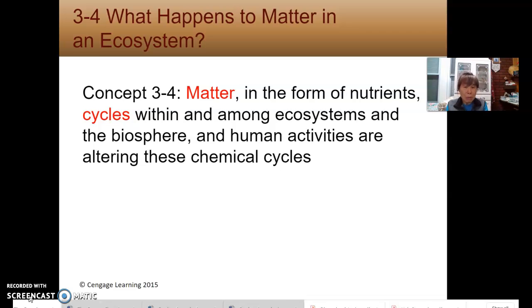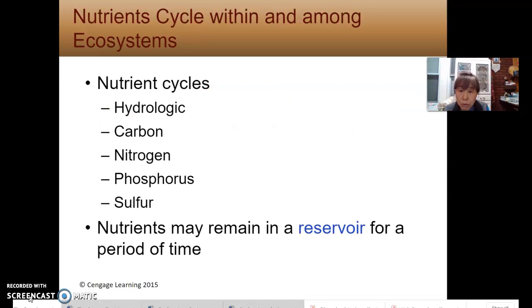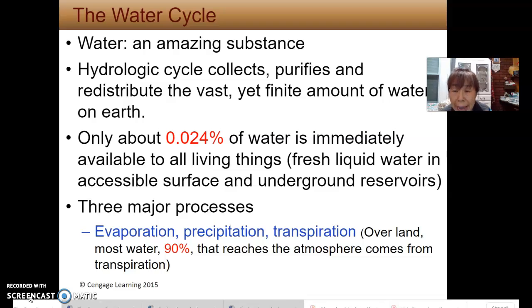So one important thing you need to remember is that when the sunlight comes in, there's energy, no matter, for this earth. What that means is the earth has a lot of matter, but limited. So we have to reuse them, recycle them. Every part of the ecosystem can use them, okay? So for nutrient cycles, we're going to look at the hydrological cycle, carbon cycle, nitrogen cycle, phosphorus cycle, and a little bit of the sulfur cycle. And then the nutrients may remain in a reservoir. That means a storage area for a long period of time, like carbon in fossil fuels, which stays there for a long time, okay? And then first we are going to look at the water cycle.